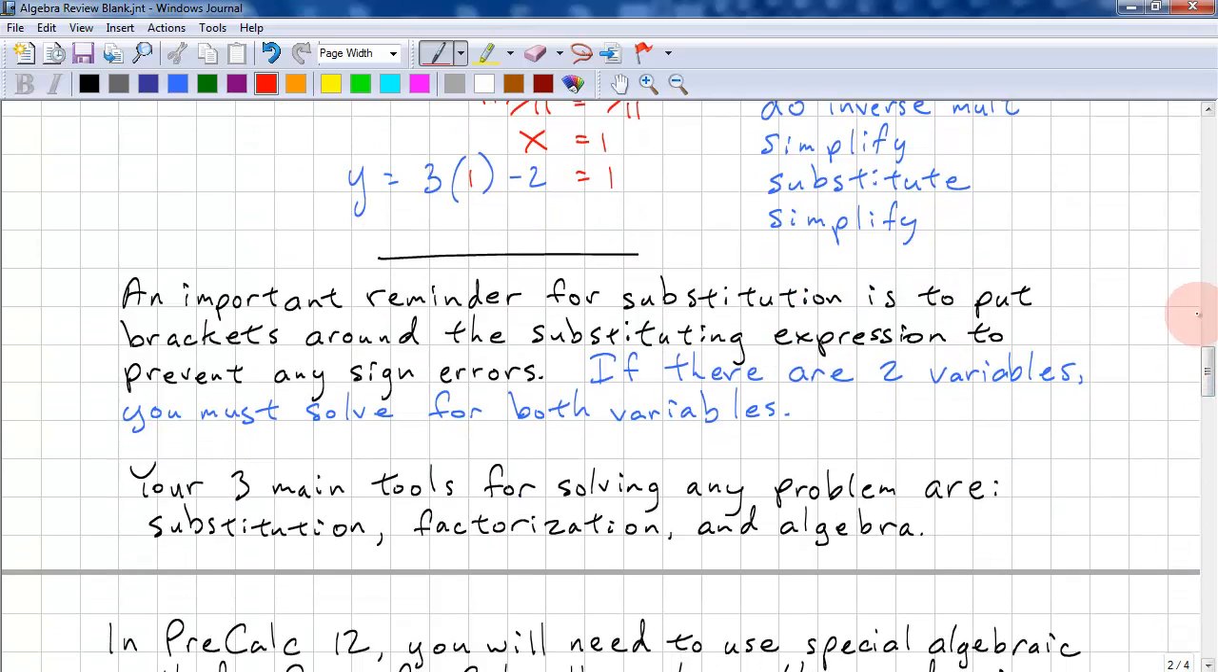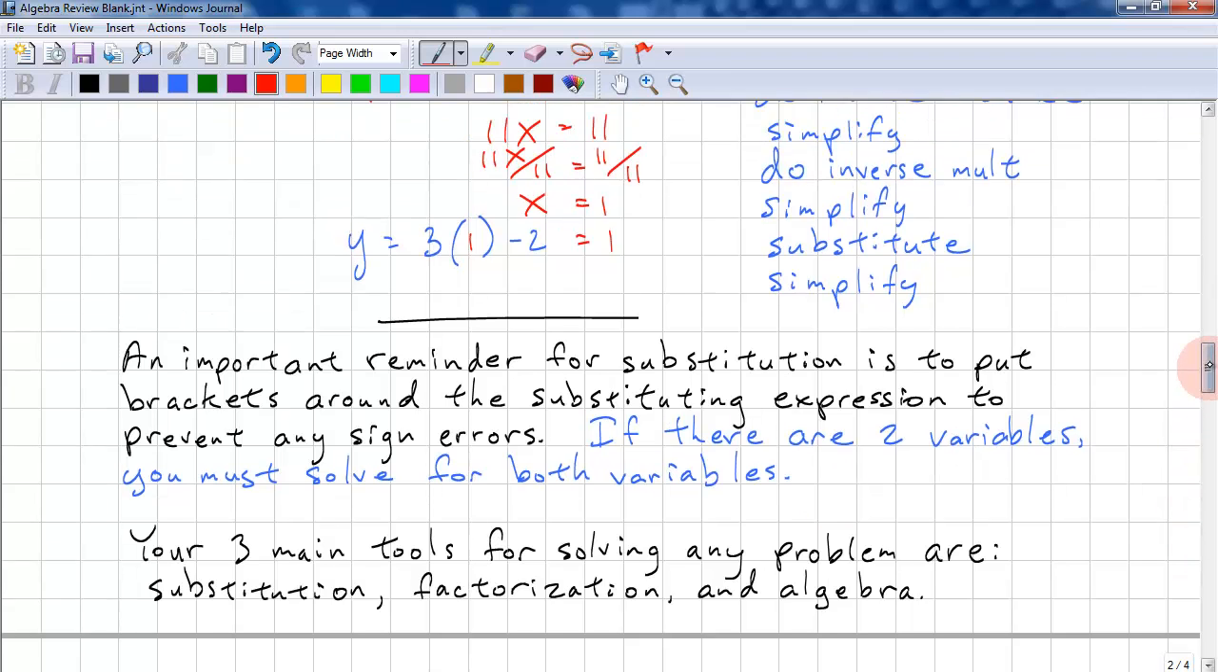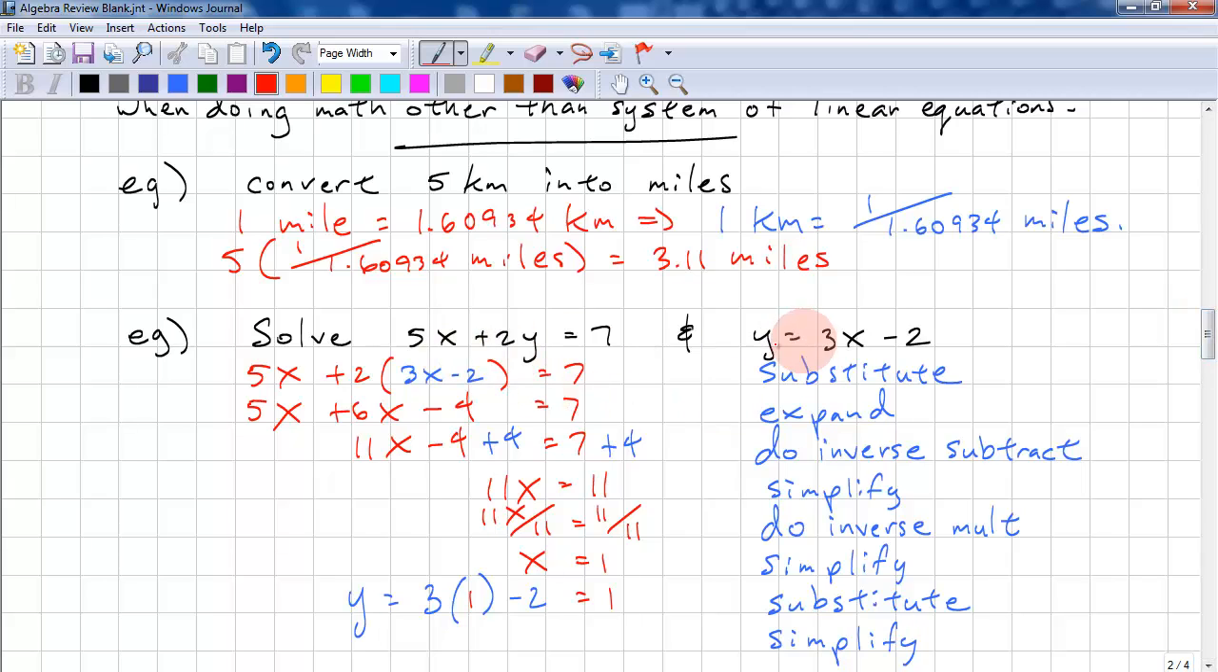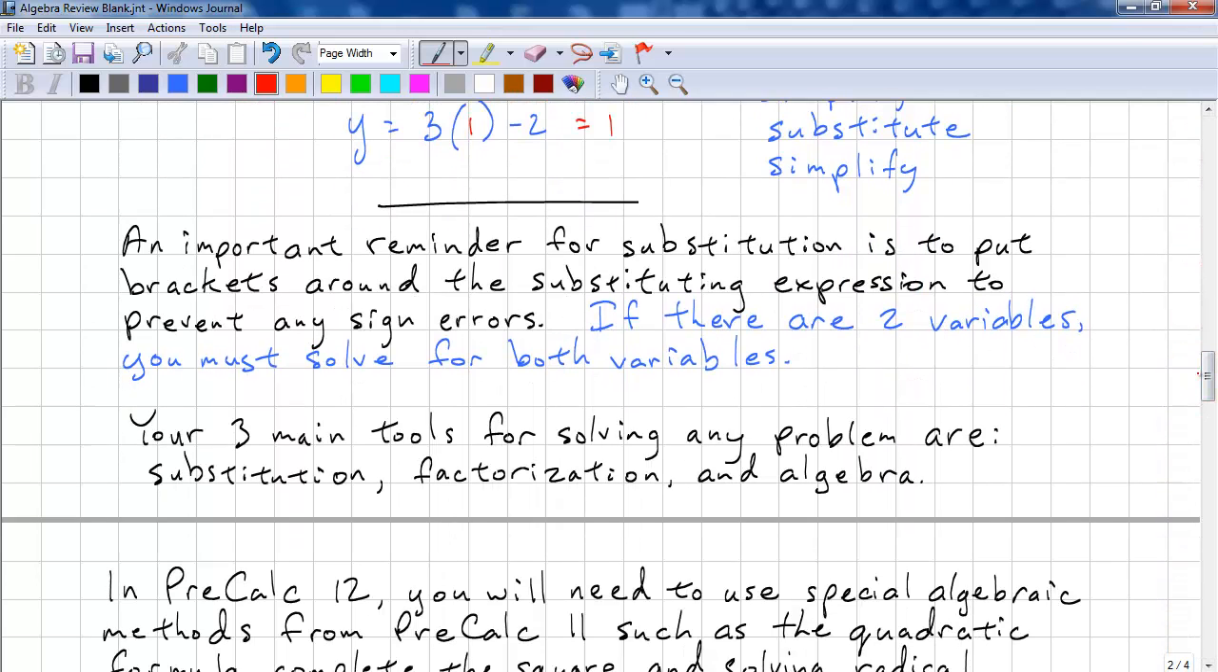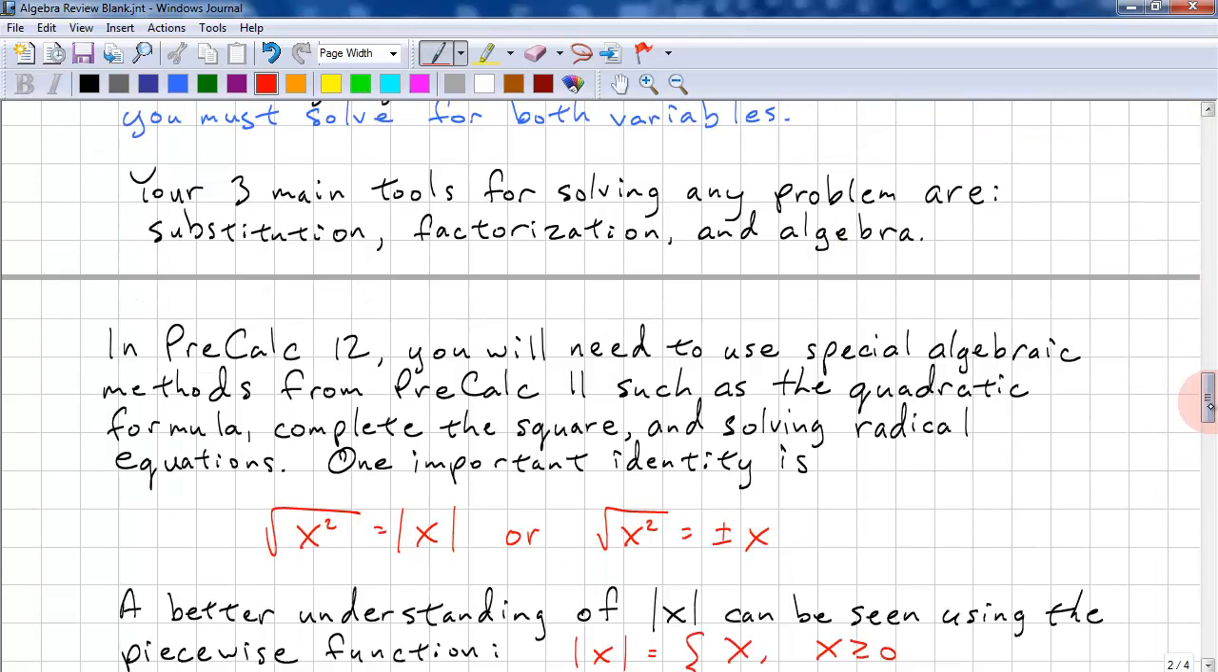So an important reminder for substitution is you put brackets around the substituting expression to prevent any sign errors. Now, if you have more than 2 variables in your question, you need to solve for both variables like we did here. There's a y here, so we solve for x. We need to substitute back and solve for y. And just a reminder, the 3 main tools that you use for solving any problems are substitution, factorization, and algebra.